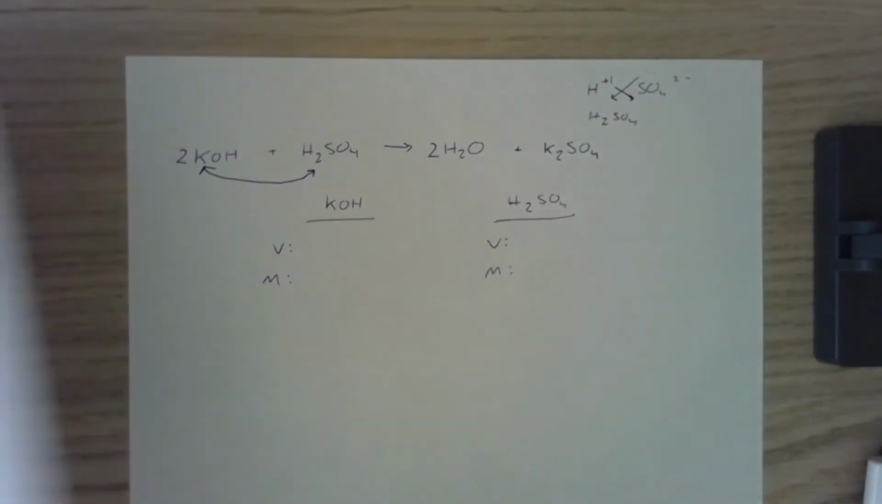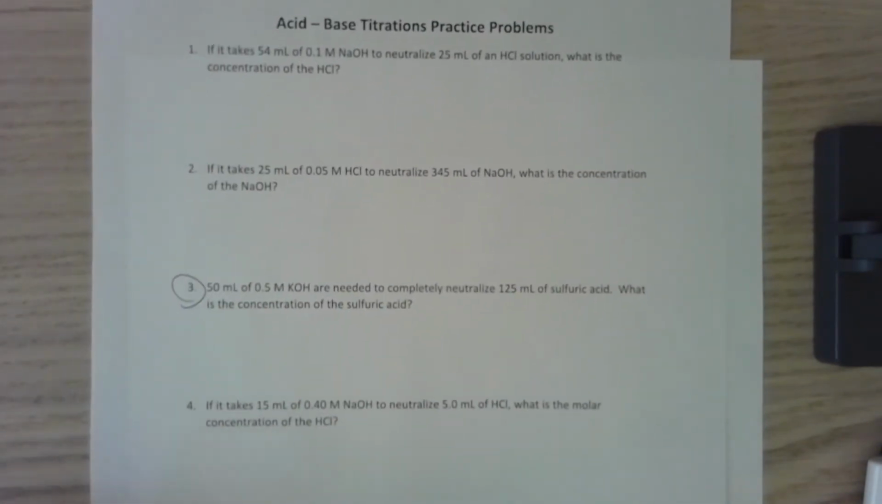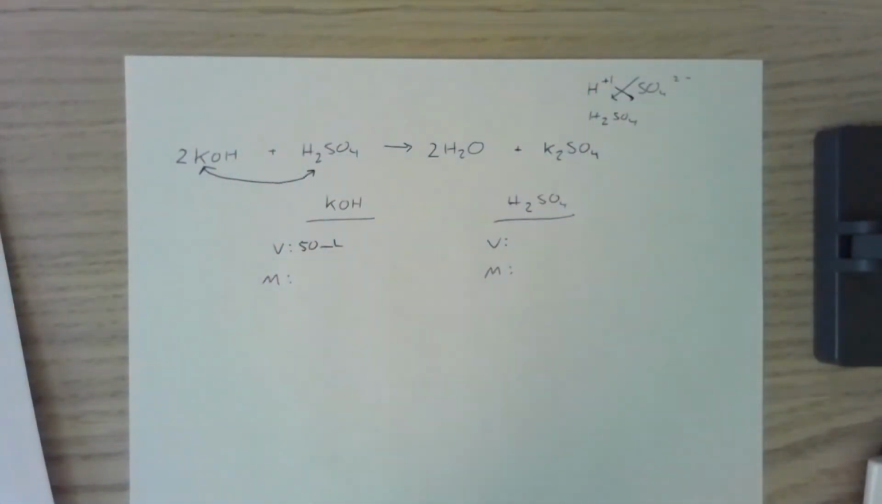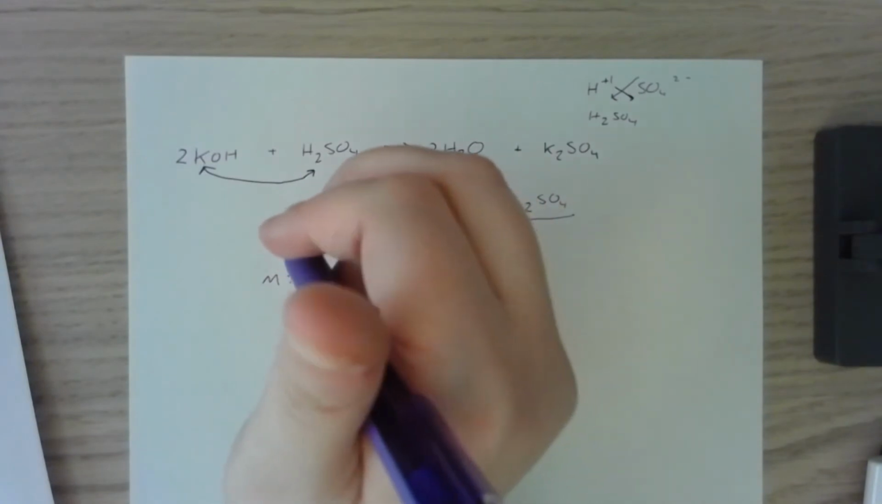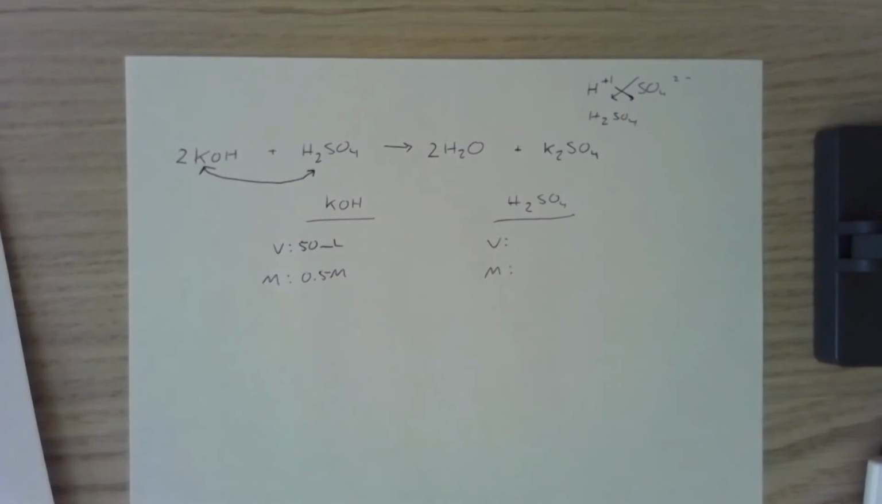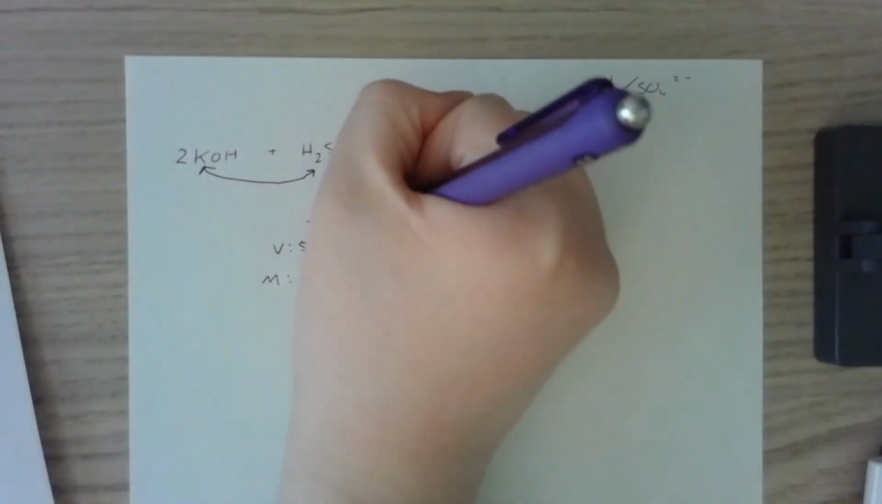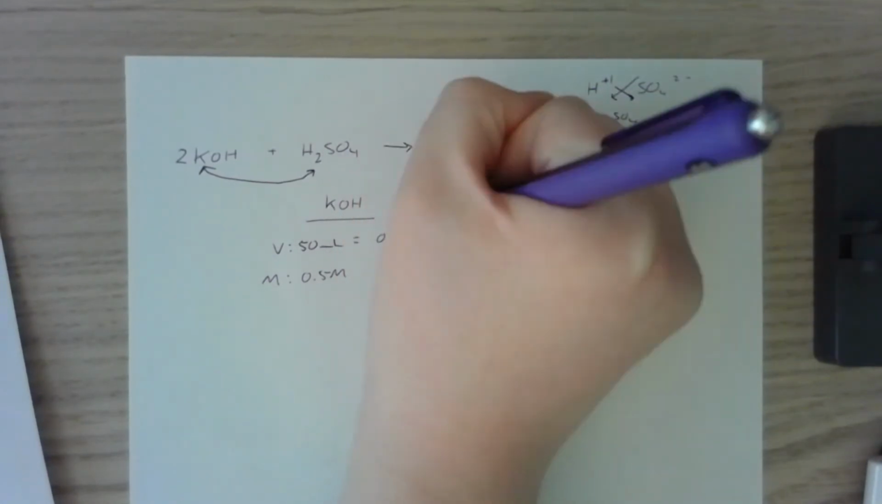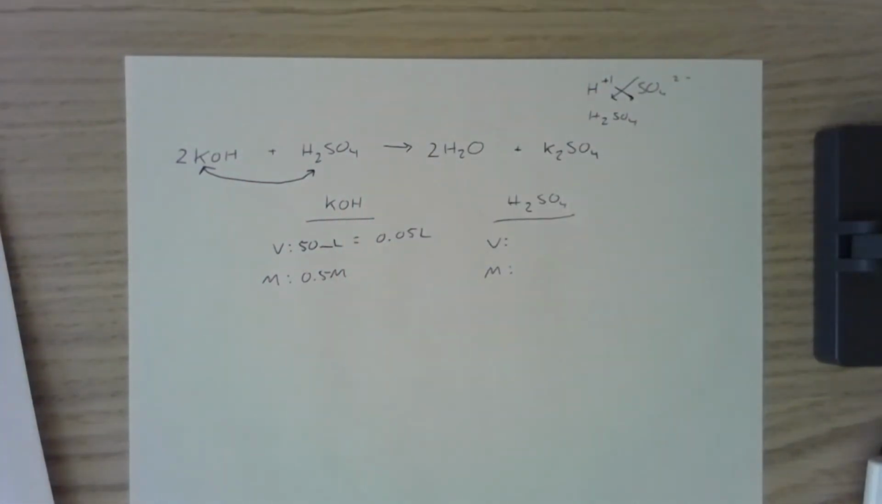So this problem says I've got 50 milliliters of a 0.5 molar KOH. So I know I've got 50 milliliters of this stuff. And I know it has a concentration of 0.5 molar. And I'm going to go ahead and convert that volume, because remember, for the molarity formula, it has to be in liters. I'm going to get that out of milliliters. So that is 0.05 liters. I just took that 50 and divided by 1,000 to get that.